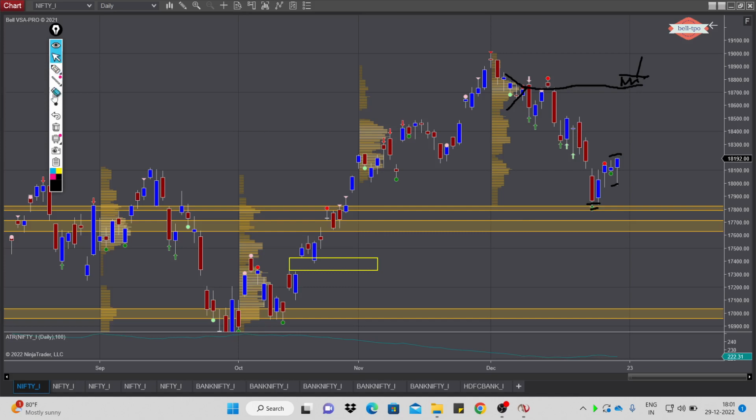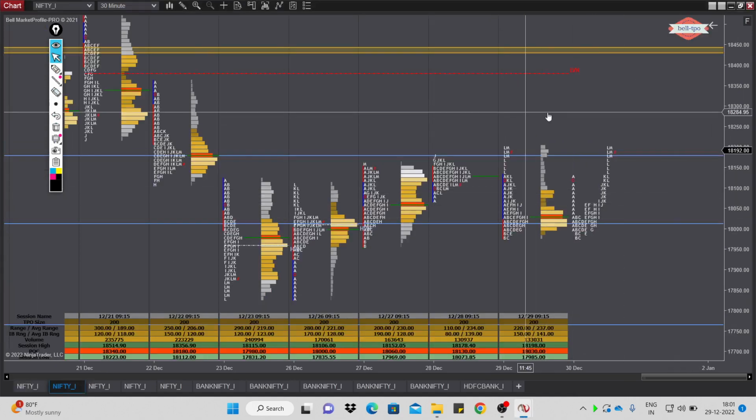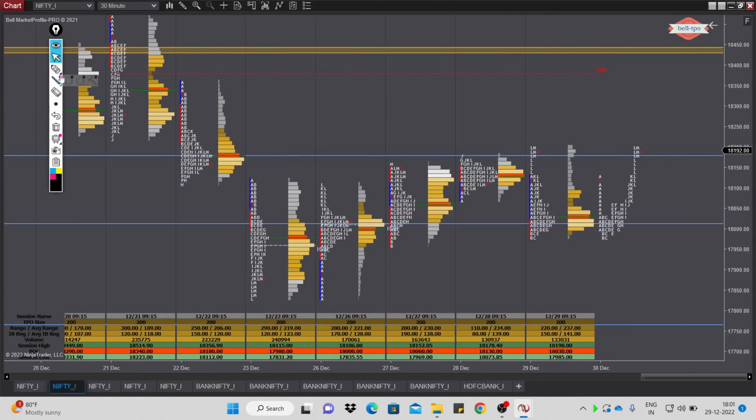So let's get into profile charts. This is the Nifty profile chart. We can see that we opened somewhere between the previous day zone. This was the opening. We opened within the previous day zone. As we discussed in our previous video, this zone was very important, and also this zone was very important to monitor. So initially we saw prices scaling below this zone, which was very important for buyers to defend.